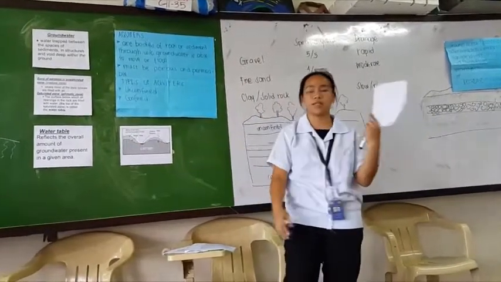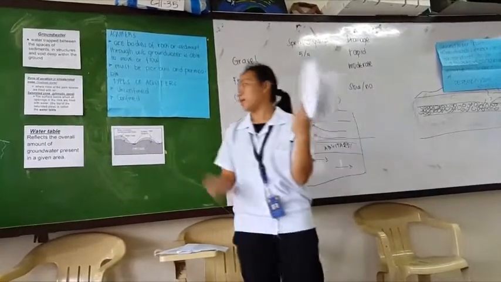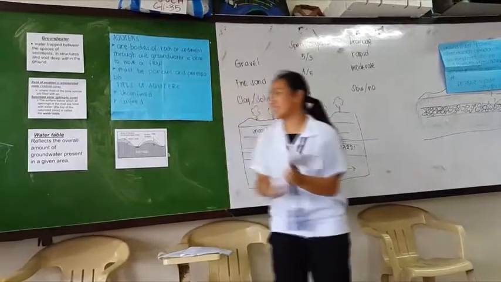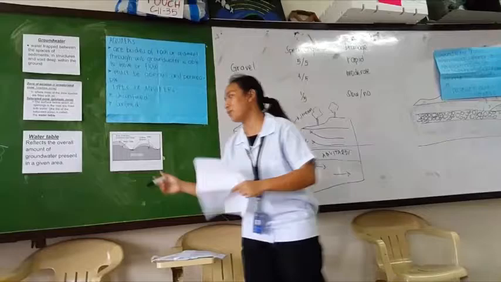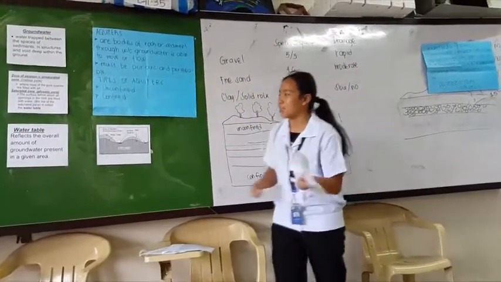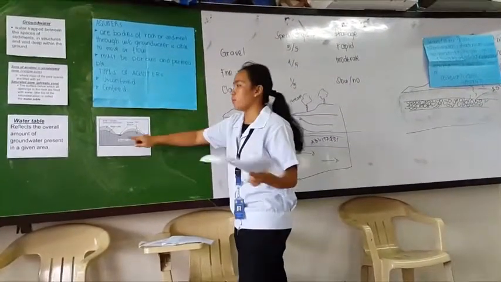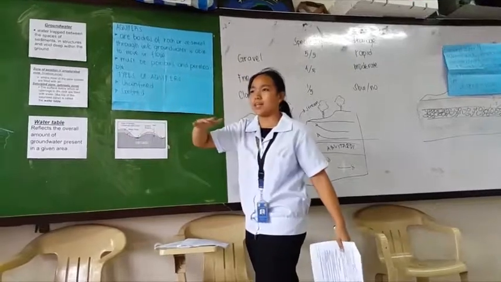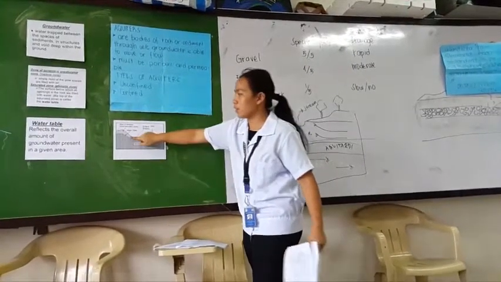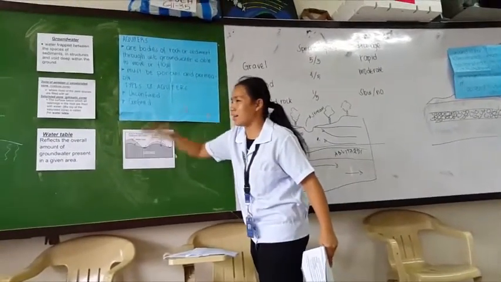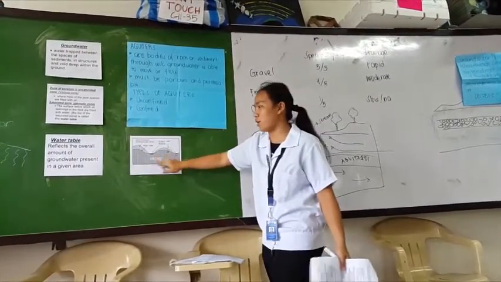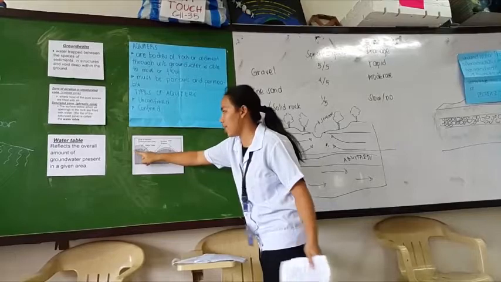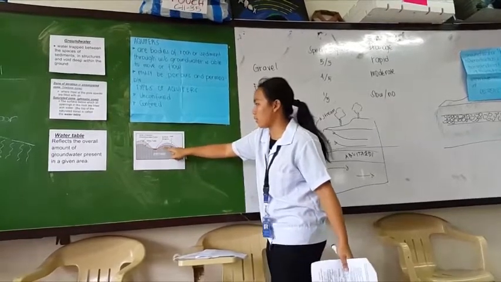What is the water table? The water table reflects the overall amount of groundwater present in a given area. The water table is the bottom part of the zone of aeration and the upper part of the saturated zone. It is the level at which the groundwater is.